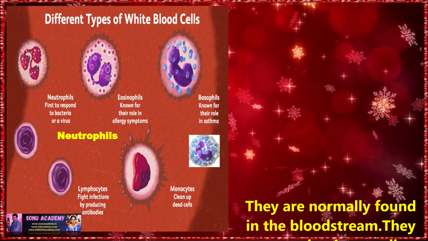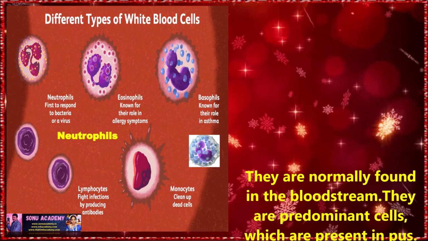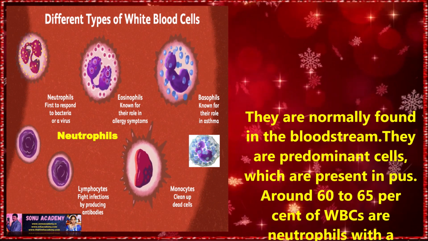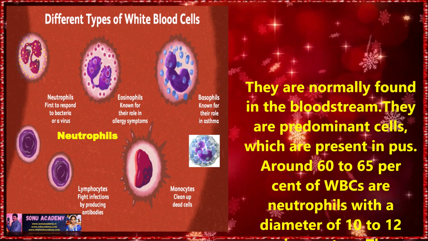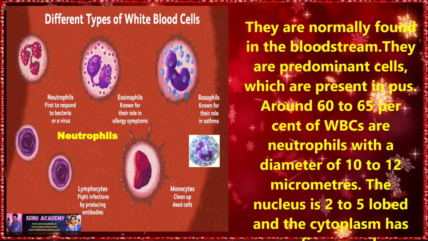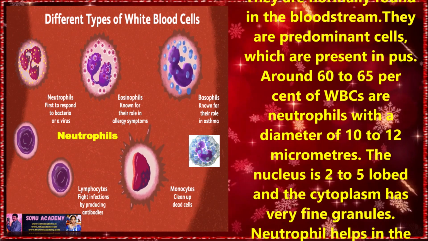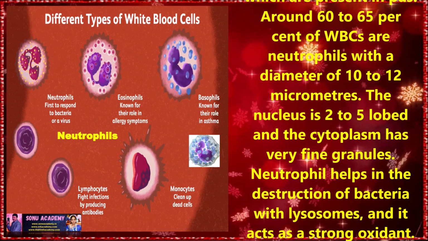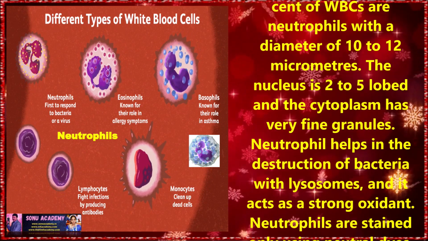Neutrophils. These are normally found in the bloodstream. They are the predominant cells present in pus. Around 60 to 65% of WBC are neutrophils, with a diameter of 10 to 12 micrometers. The nucleus is 2 to 5 lobed and the cytoplasm has very fine granules.